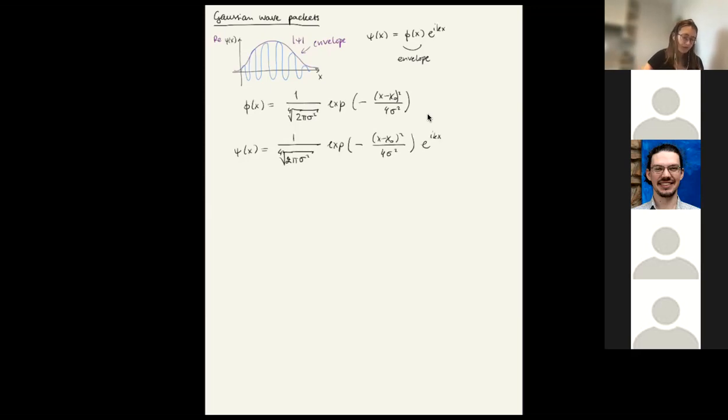So how does the Gaussian look? In this case, this function phi of x is centered around x equals x0. So it has its maximal value at x equals x0. This can be easily seen from this exponential. And its characteristic width is 2 sigma.